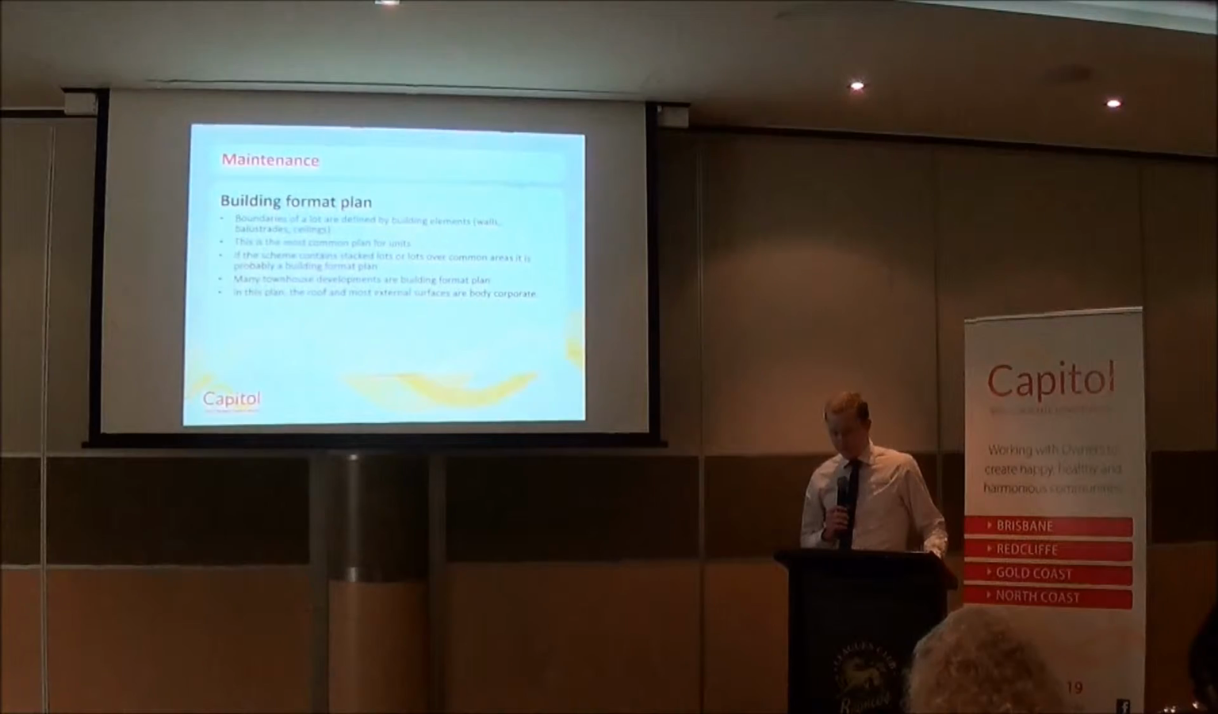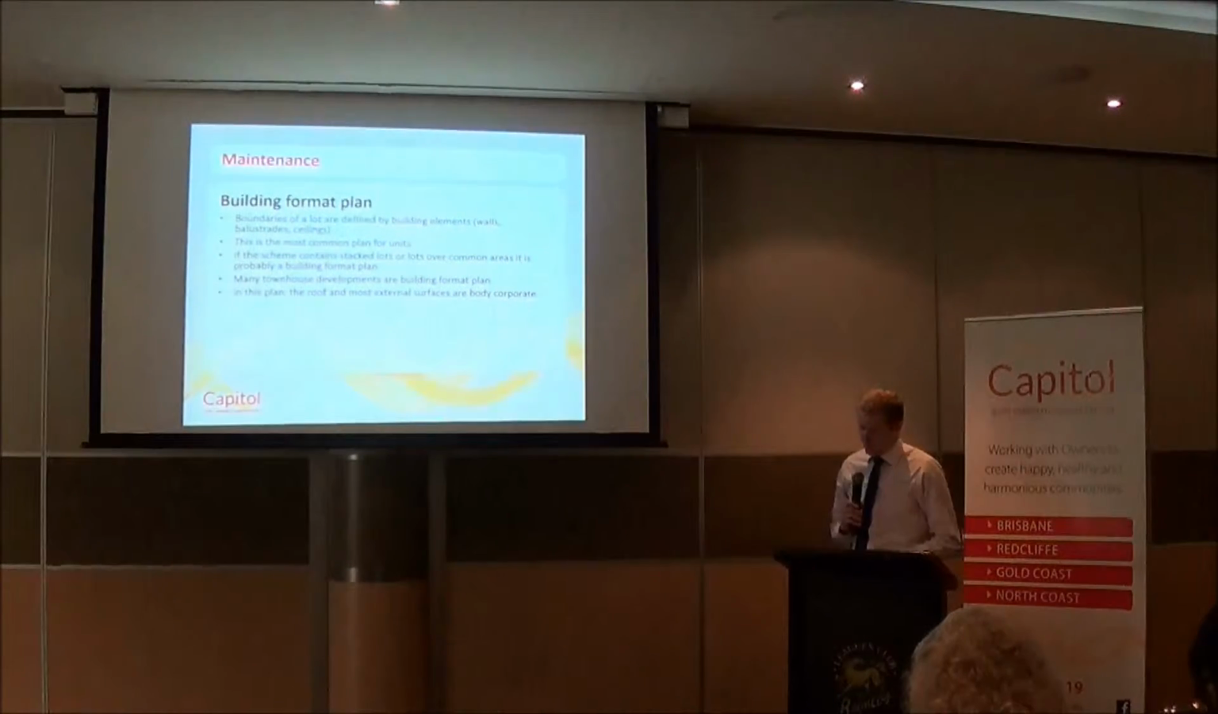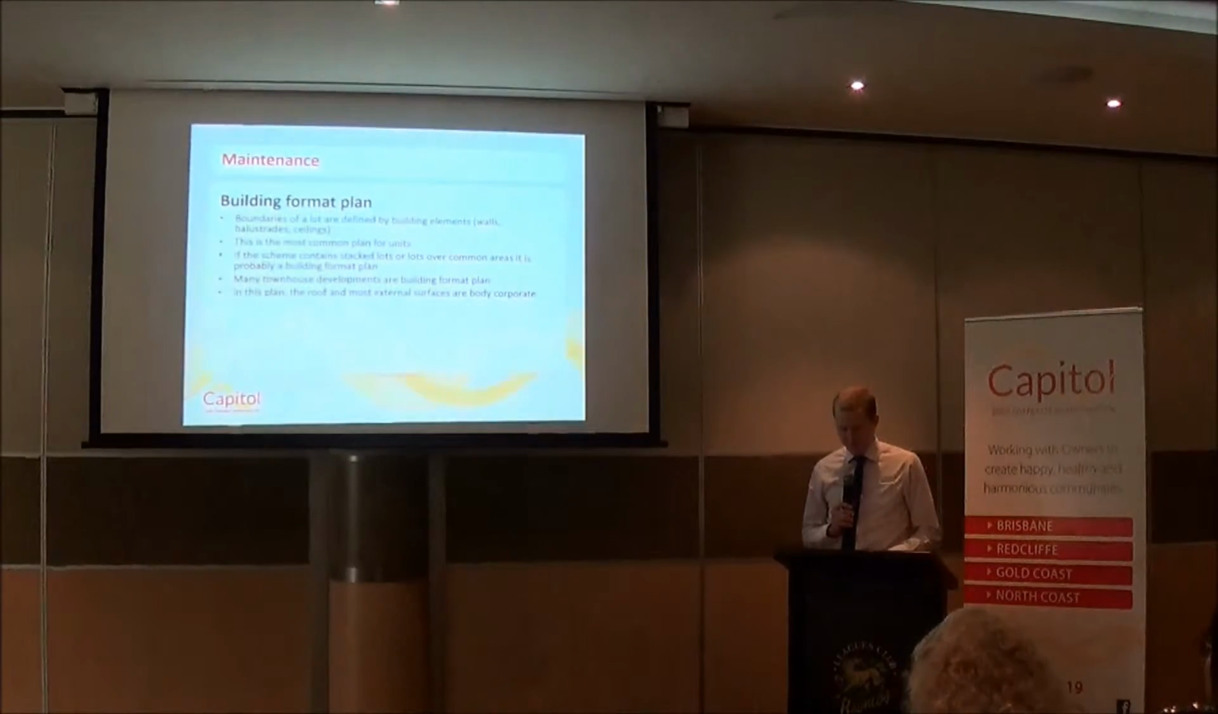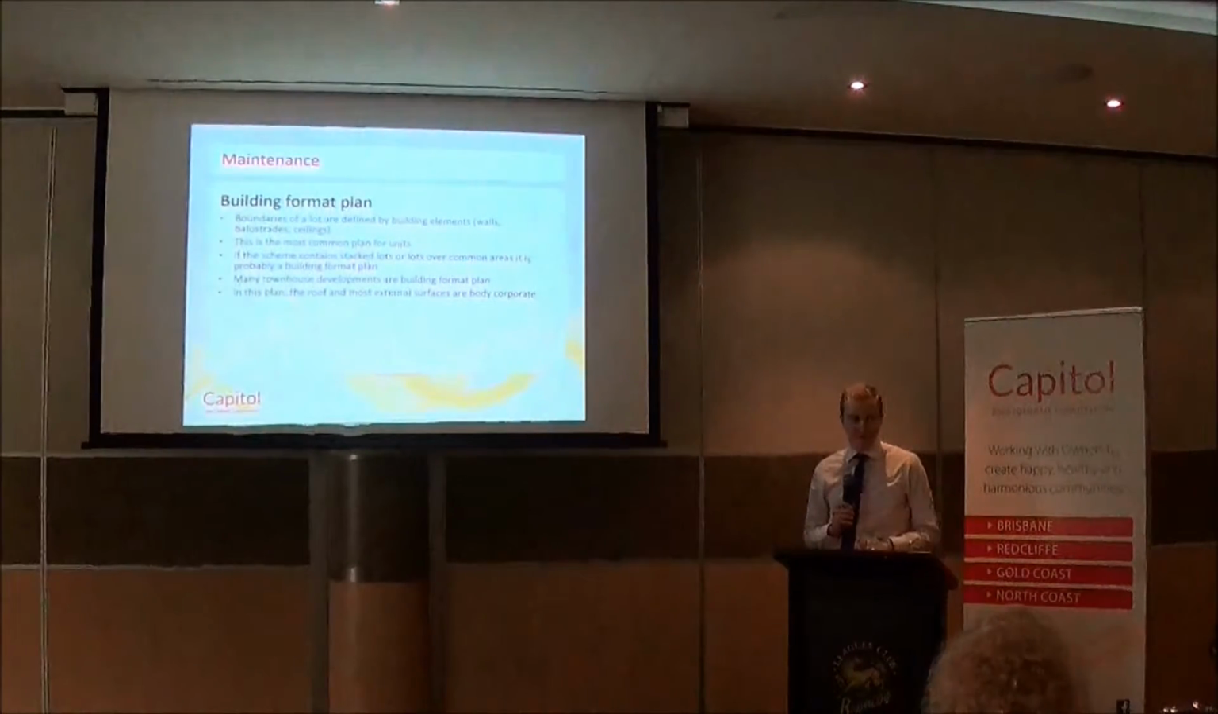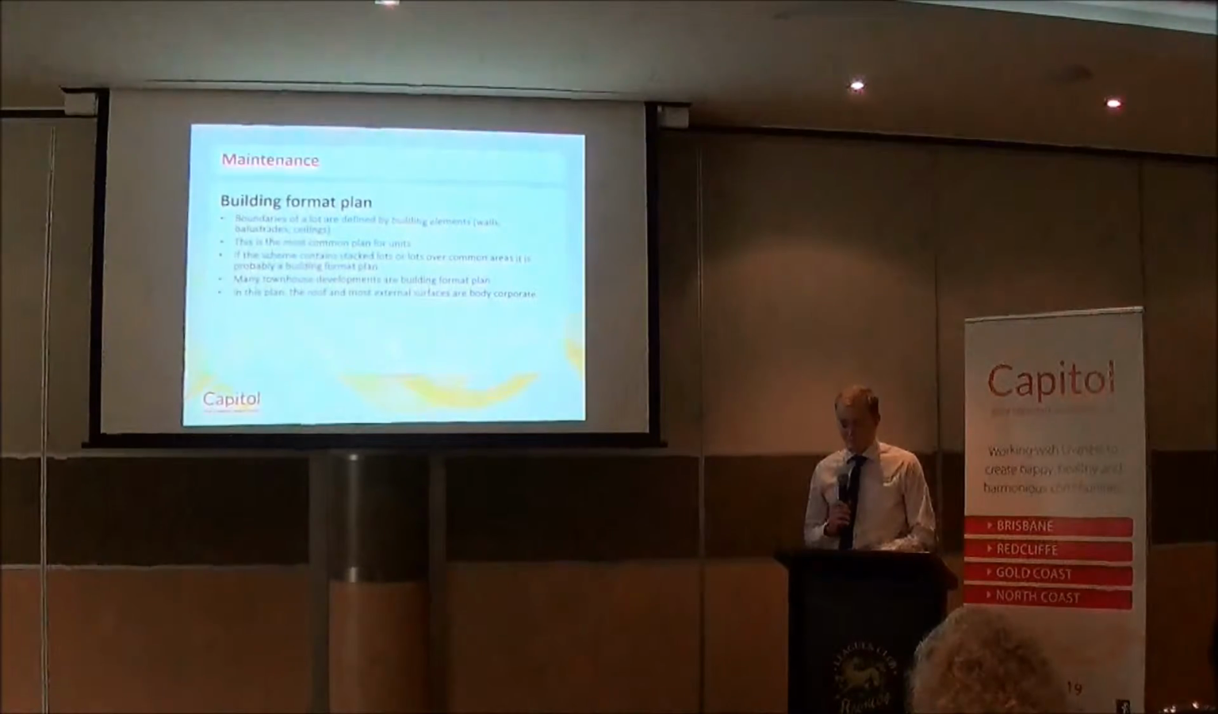A building format plan is defined by the boundaries of the lot. This includes walls, balustrades and ceilings. Under this particular plan, the roof and most external surfaces are the responsibility of the body corporate. Generally, it's fairly safe to assume that most high-rise residential unit blocks are within the building format plan. However, if you're unsure, just give us a call and we can often confirm that for you.